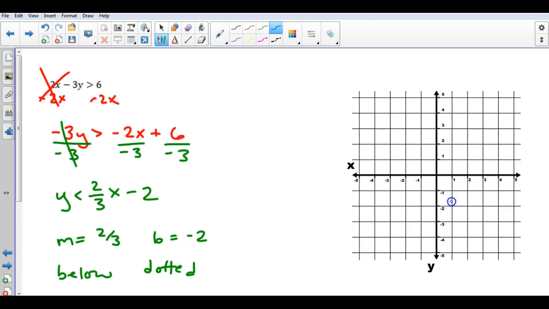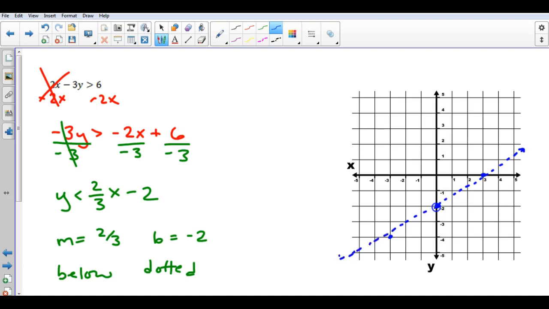So we'll start with negative 2, your y-intercept. Move up 2 and to the right 3. You could also go down 2 and to the left 3. It's going to all be on the same line. But notice now I'm going to be connecting these points with a dotted line.